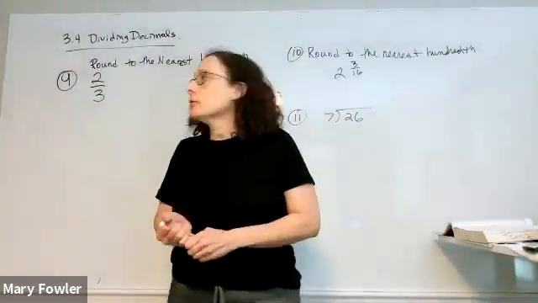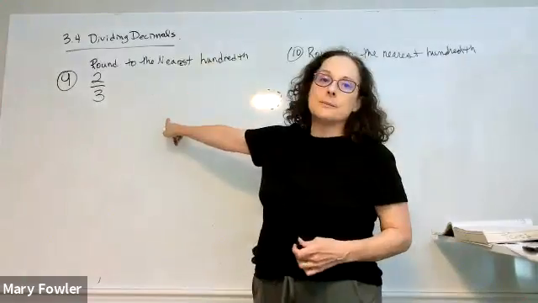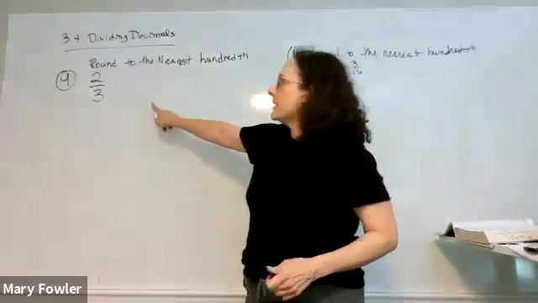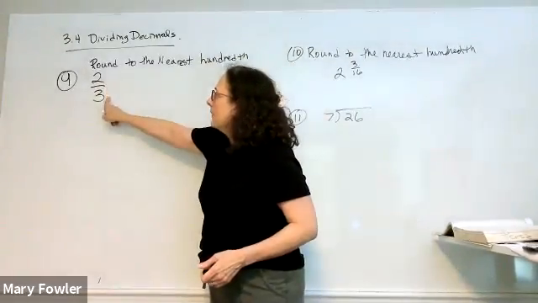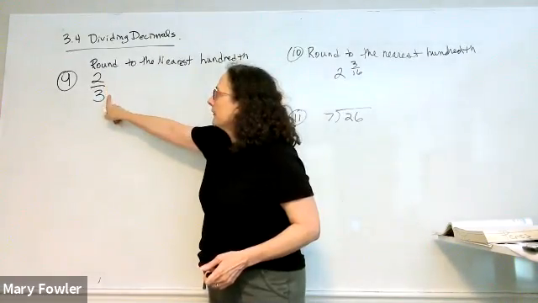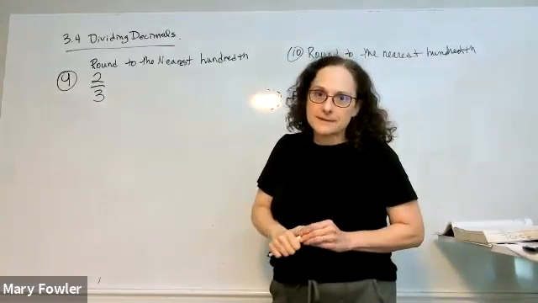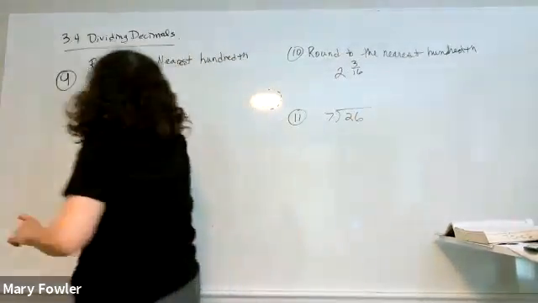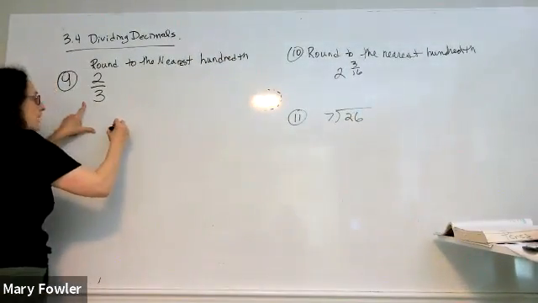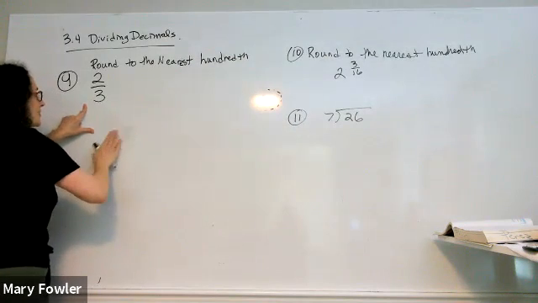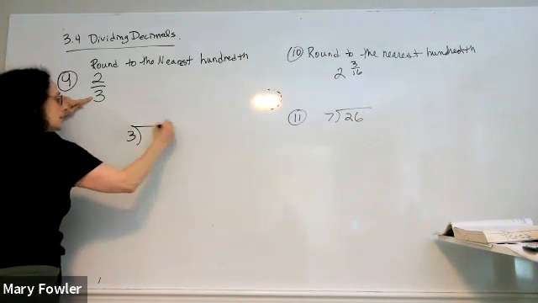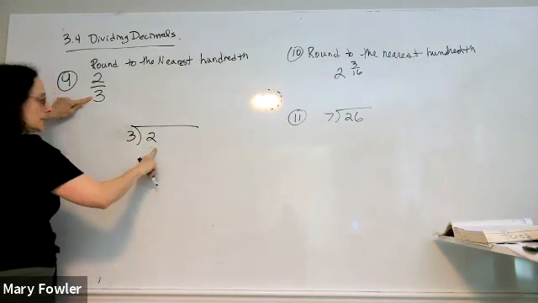Hi, so coming back to the worksheet, we're going to work on number 9. Number 9 asks us to express 2/3 as a decimal and round to the nearest hundredths. So let's go ahead and write 2/3 as the division problem. It's 3 into 2.